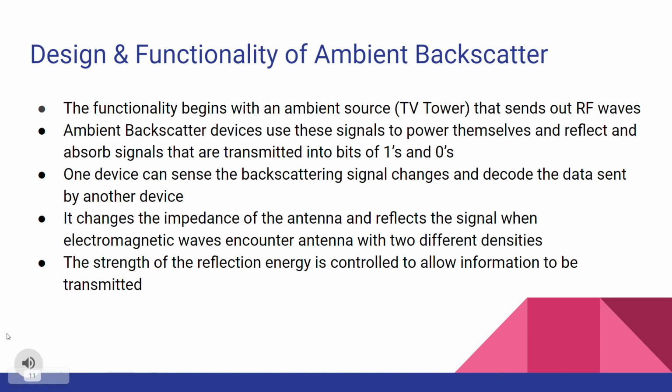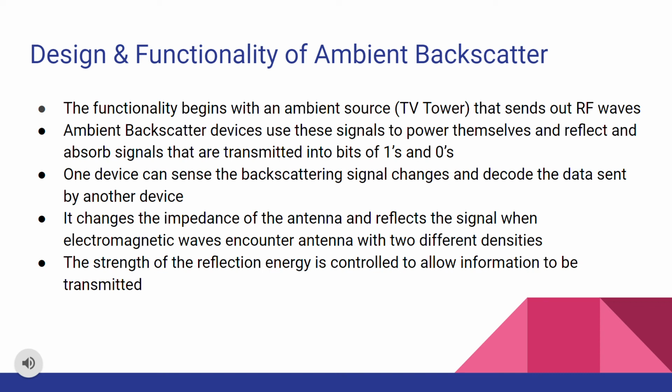Design and functionality. The functionality begins with an ambient source, such as a TV tower, that sends out radio frequency waves. Ambient backscatter devices use these signals to power themselves and reflect and absorb signals that are transmitted into bits of ones and zeros. One device can sense the backscattering signal changes and decode the data sent by another device.